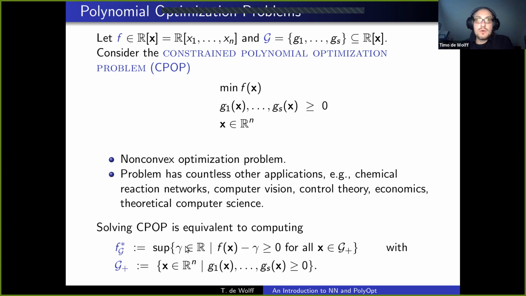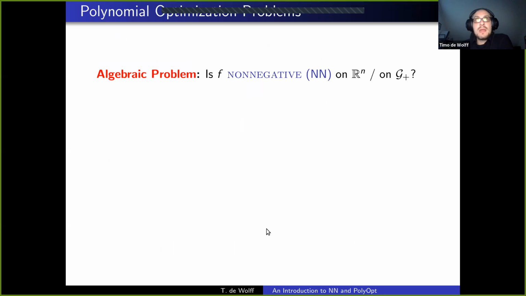And so this is the role of this gamma, right? And then, while we have these constraints, I'm not allowing all points in Rn, but just those points where all the constraints are satisfied. Of course, this is still the same problem, but it shows that it relates solving such polynomial optimization problems to the question of non-negativity of polynomials, say on Rn or on these sets that are cut out by polynomial inequalities. These are also called semi-algebraic sets.